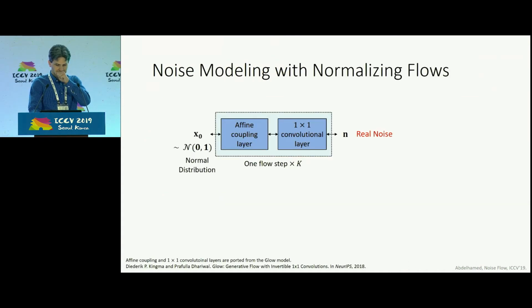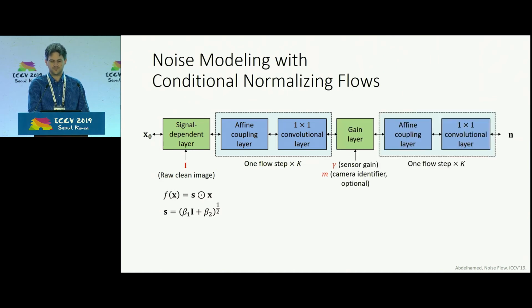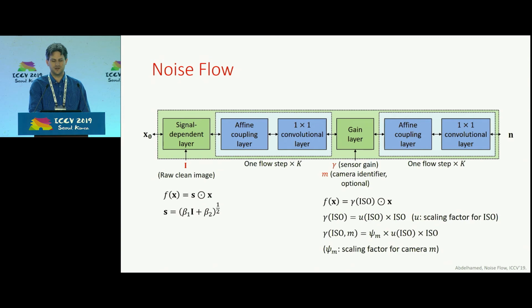In order to model real camera noise using normalizing flows, we introduce a few modifications. We start with the basic affine coupling layer and one-by-one convolutional layers that were originally proposed in the Glow paper last year at NeurIPS. To adapt this model, we introduce two specialized conditional layers, the first being a signal-dependent layer, which models the linear relationship between noise power and the underlying signal. We introduce a second layer, which is a gain layer, which models the amplification of noise related to the ISO setting of the camera and other more camera-specific parameters. These conditional layers, combined with the previously mentioned affine coupling layers, constitute the overall Noise Flow architecture.